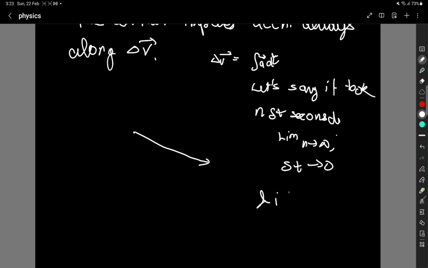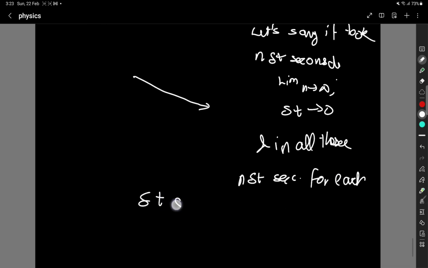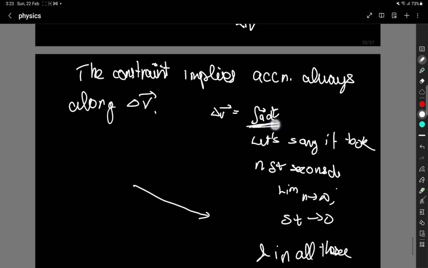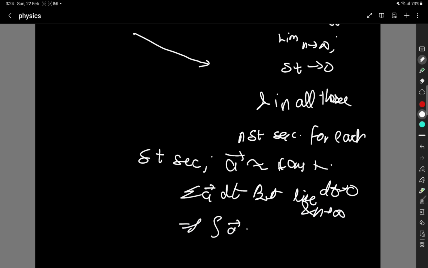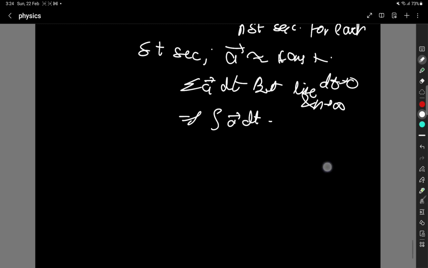Then all these n delta t seconds, for each delta t second, acceleration is roughly constant. See, this assumption is basic physics. Like we did integration here, right? So from here we'll say summation a vector dt, but limit dt tends to 0 and n tends to infinity. This will become integral a vector dt. So the same procedure is what I'm following here.